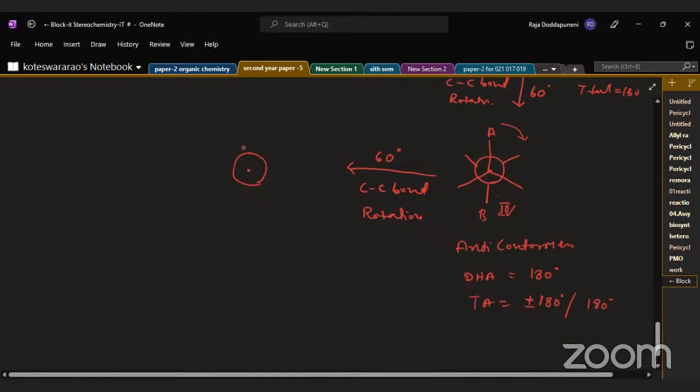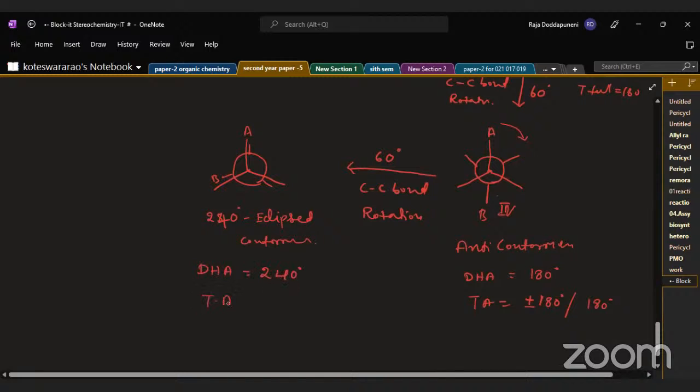It's the front carbon. Right. This is the A, the B is here. Now, this is known as the 240 degrees eclipsed conformer. Eclipsed conformer. Now, the dihedral angle is 240 degrees.